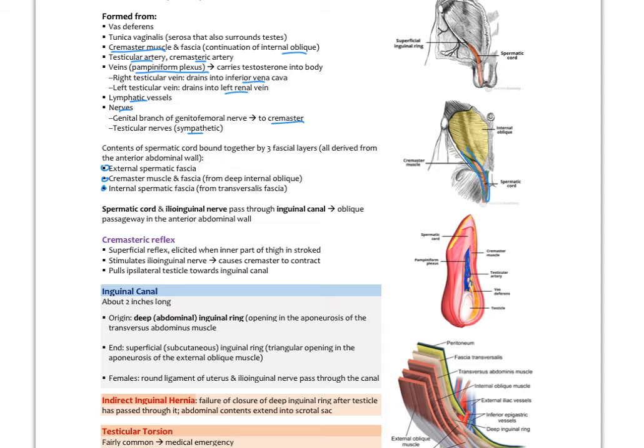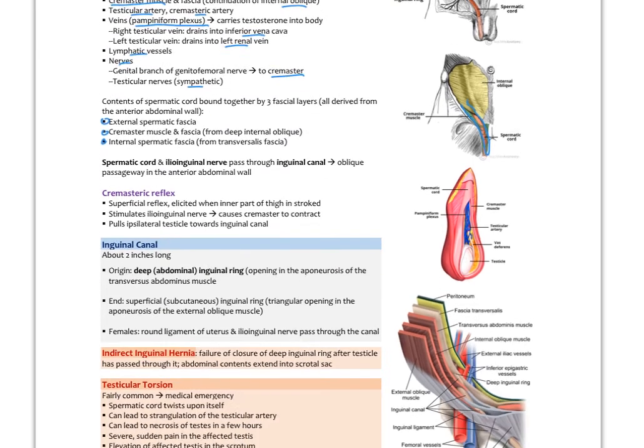And so we'll see this is important because in cases like testicular torsion, which I'll talk about here shortly, the cremasteric reflex usually is absent. So that's the cremasteric reflex.